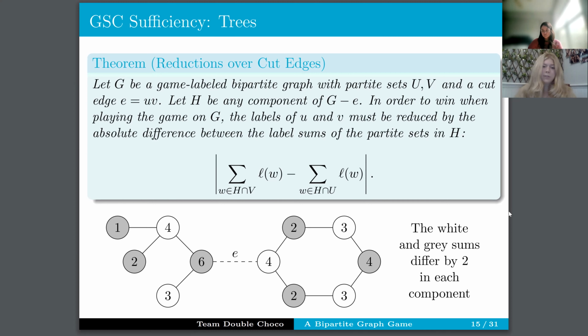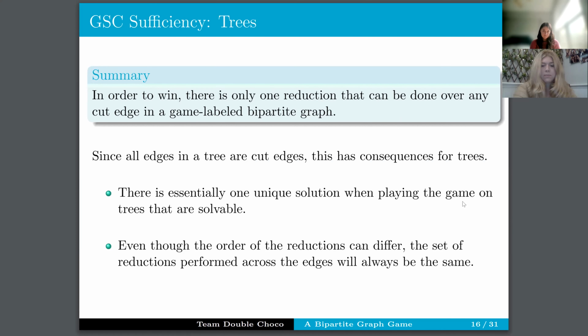And whatever the difference is, if they are equal, then that is what the reduction has to be across that edge. In this example, you can see on the left side that there is a difference by 2, and on the right side, there's a difference by 2. Therefore, the reduction across this edge must be 2. So something that cut edges tells us is that there is one unique solution when playing the game on trees. And even though the order of the reductions can differ, the set of reductions performed across the edges will always be the same.